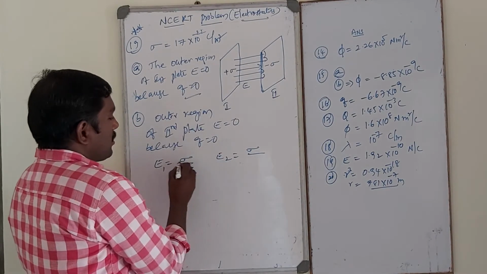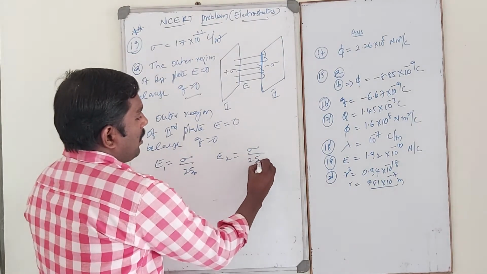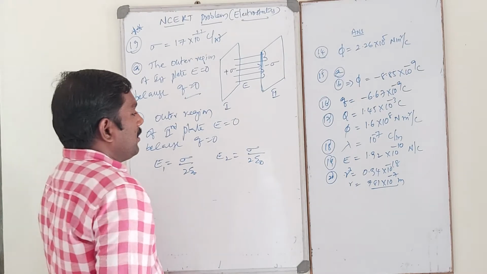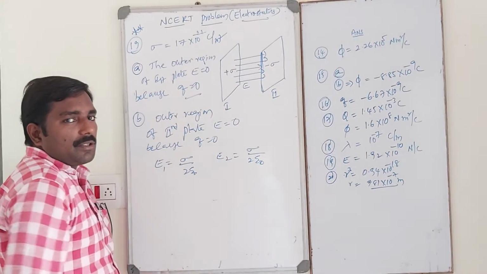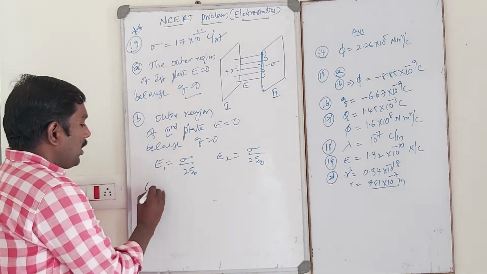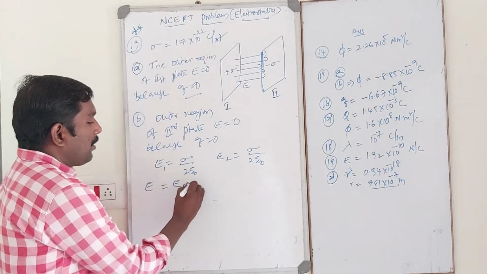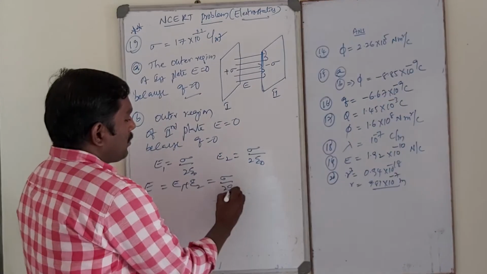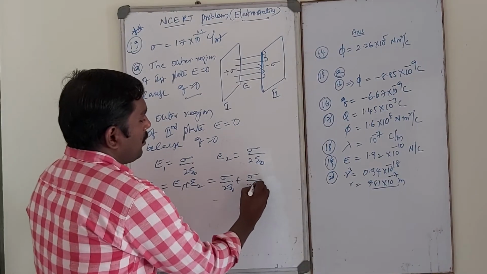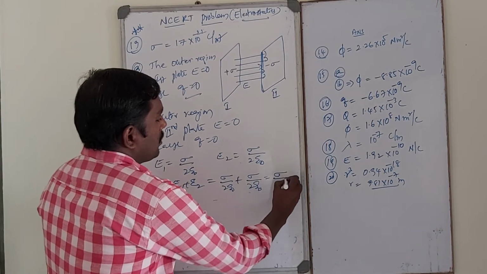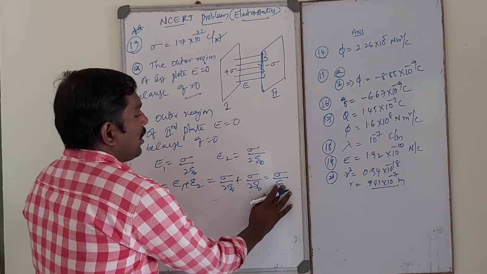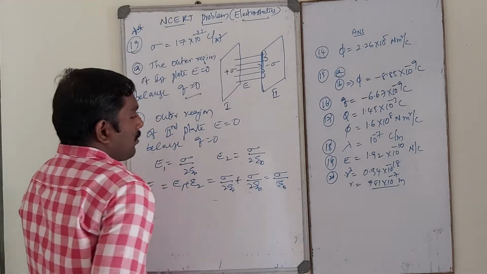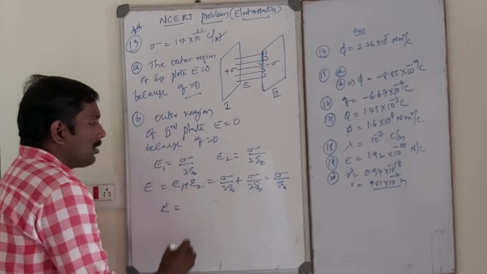Of course, this is the positive, that is the negative. So 2 epsilon naught, 2 epsilon naught. But the negative sign only indicates the direction of the electric field. In this case there is no negative sign. So the total electric field E is equal to E1 plus E2, which is sigma by 2 epsilon naught plus sigma by 2 epsilon naught, sigma by epsilon naught only. So 1 by 2 plus 1 by 2 is nothing but 1. So E is equal to sigma by epsilon naught.